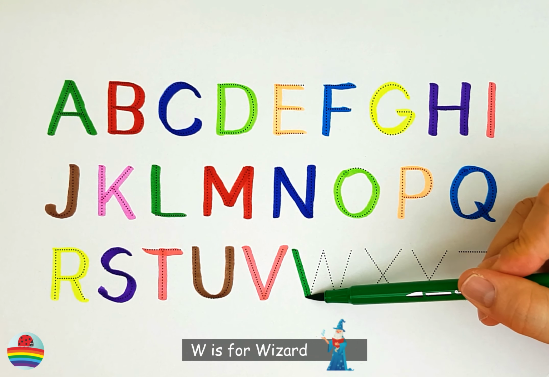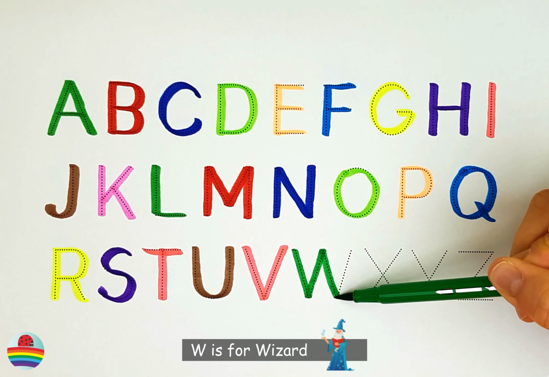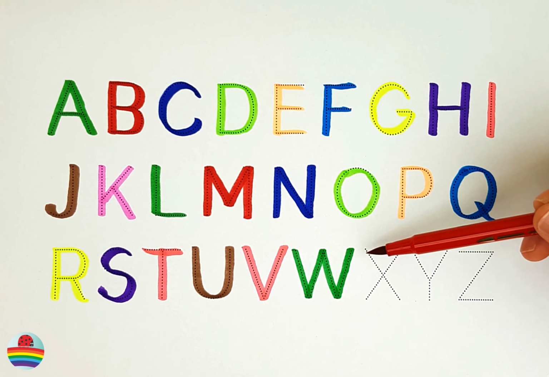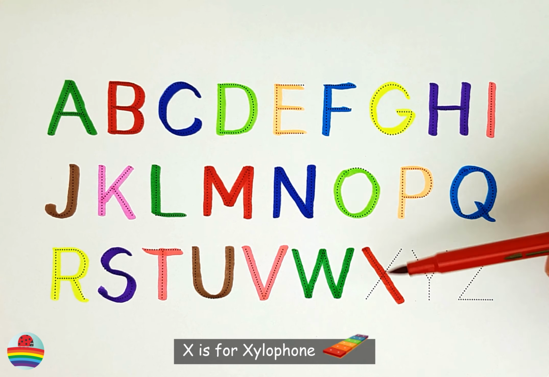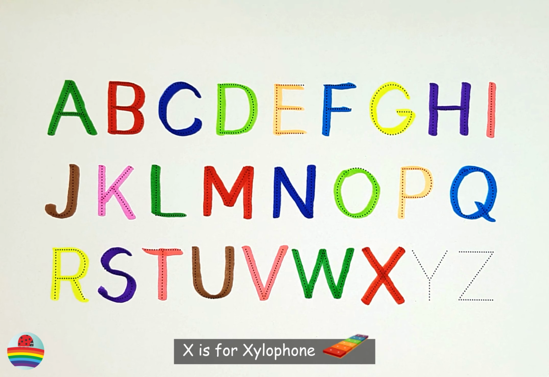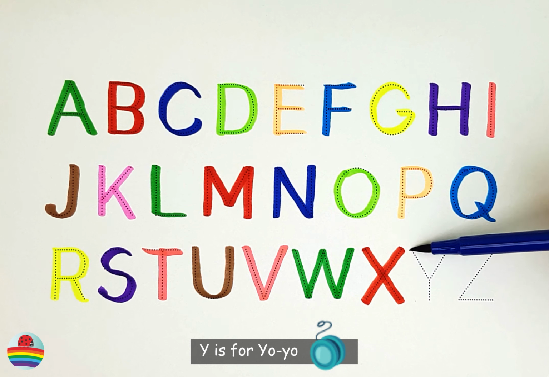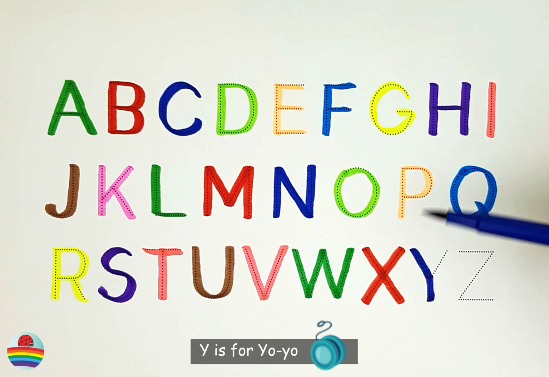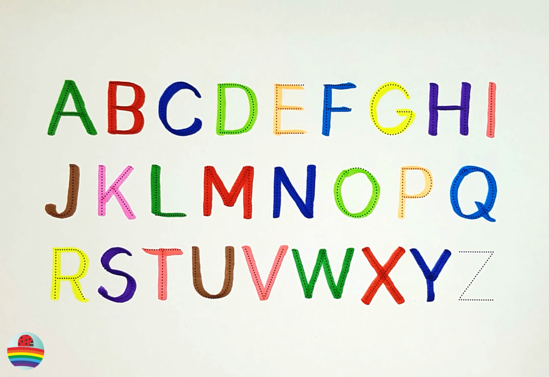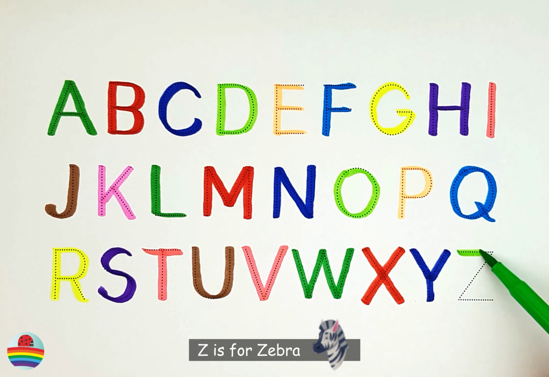W. W is for wizard. X. X is for xylophone. Y. Y is for yo-yo. Z. Z is for zebra.